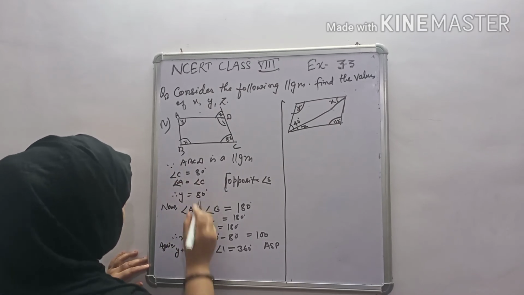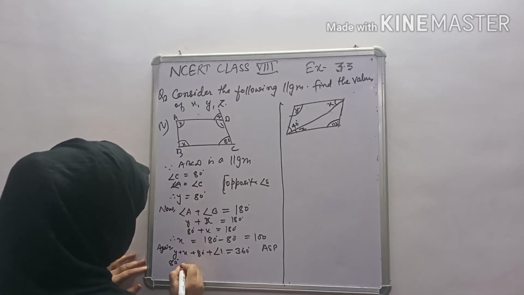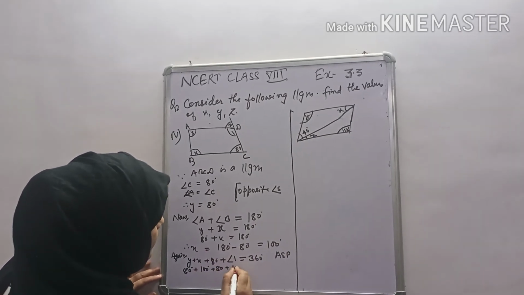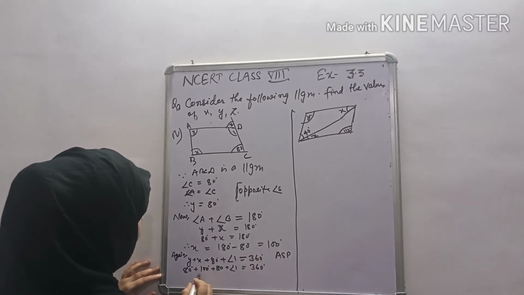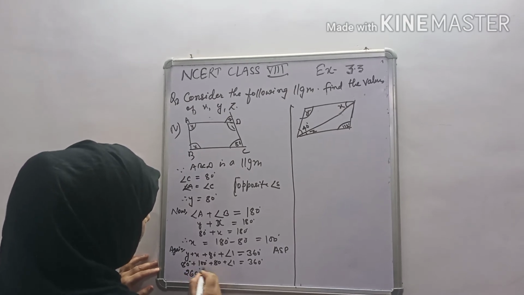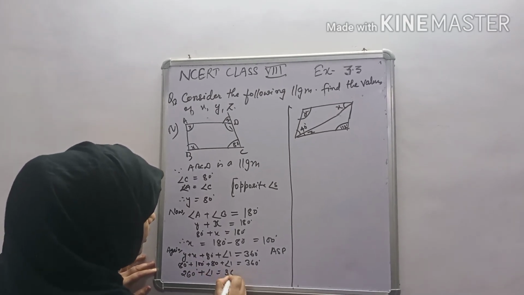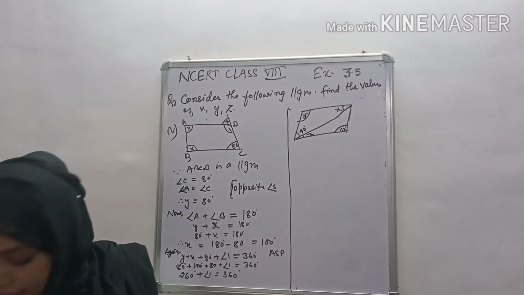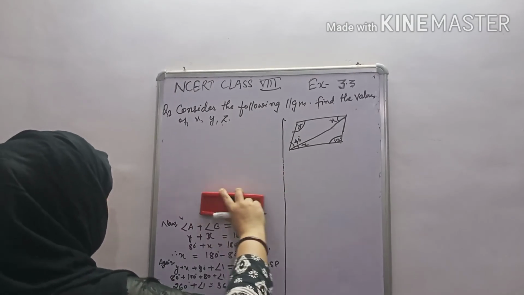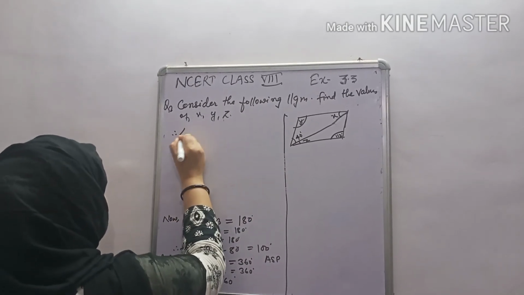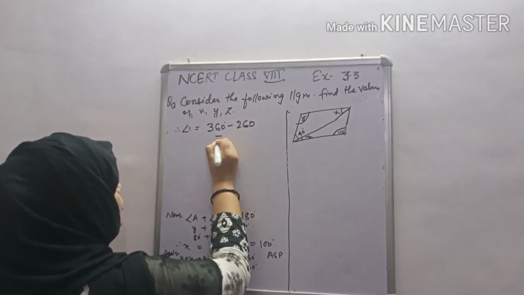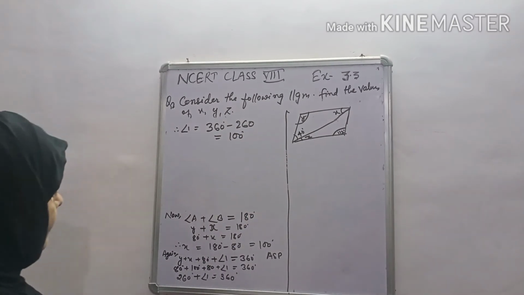What is the value of y here? 80 degree, x is 100 degree, plus 80 degree plus angle 1 is equal to 360 degree. Look here. 80, 80, 160. 160 and 100 means 260 degree. 260 degree plus angle 1 is equal to 360 degree. Therefore, angle 1 is equal to 360 degree minus 260 degree, which is equal to 100 degree.